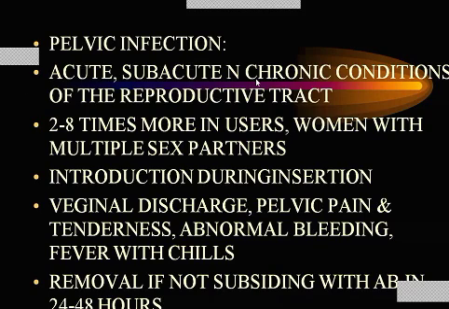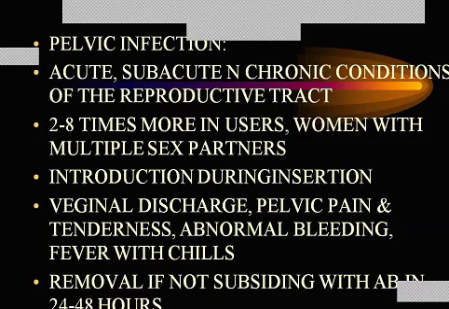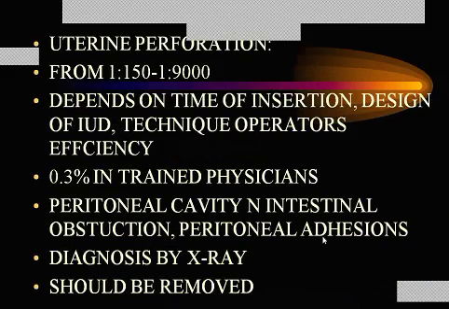So pelvic infection may be acute, subacute, or chronic, and is 2 to 8 times more common in users and in women with multiple sex partners. Infection can also be introduced while inserting the device, and these are the signs and symptoms: vaginal discharge, pelvic pain, tenderness, abnormal bleeding, fever, chills, and rigors. If the pain, fever, and all the symptoms are not subsiding within 24 to 48 hours, you have to remove the device, and she should be advised to take other contraceptive methods.